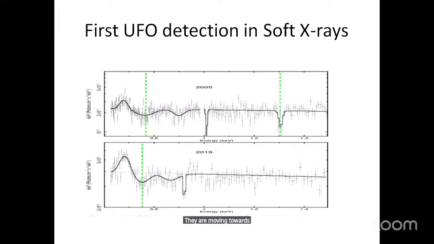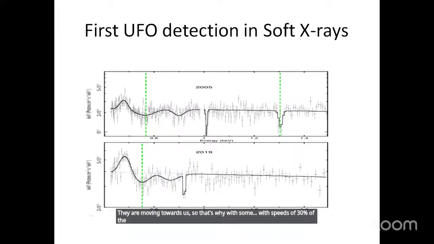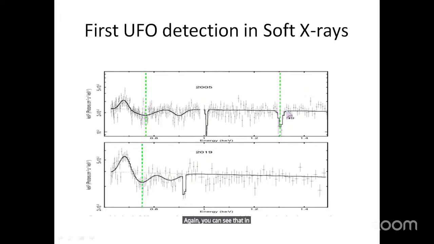So that's why, with speeds of 30% of the speed of light. The winds are very fast. 30% of the speed of light is very, very fast, 60,000 or 70,000 kilometers per second. Again, you can see that in 2019 this particular line is not there. This particular line is again disappearing.